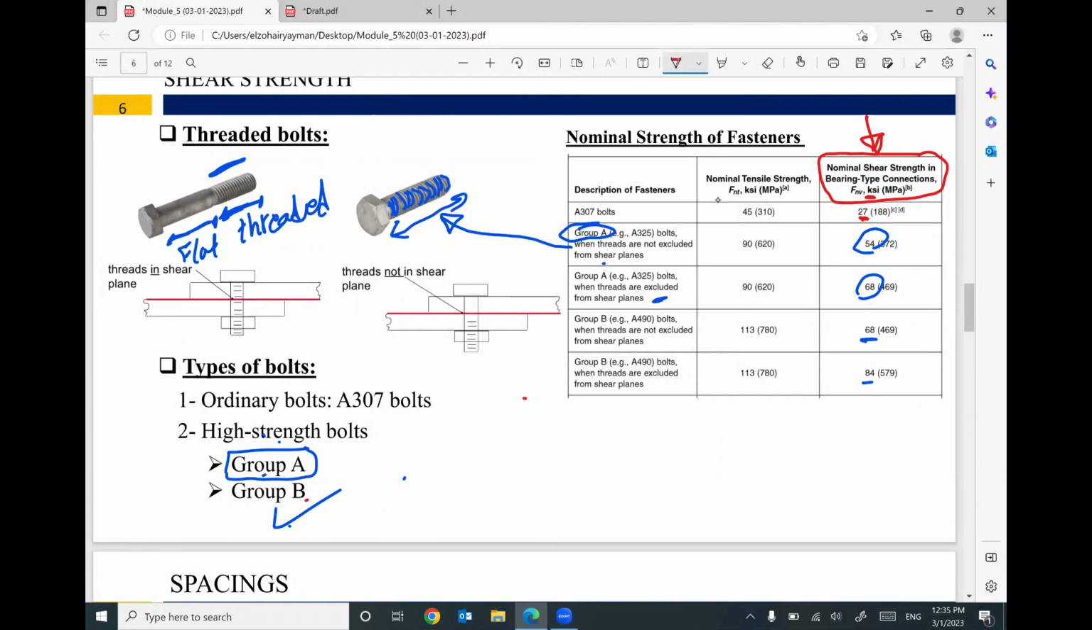In this case, your threaded part is only at this part. That means the shearing plane is away, or threads are not in the shear plane. In this case, the threaded part is fully for the whole shank of the bolt. That means your shear plane goes through the threaded part. That makes sense? This is the difference between this one and this one.